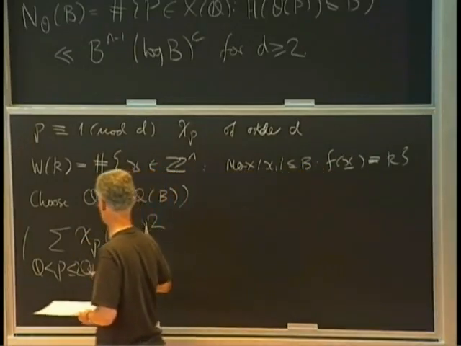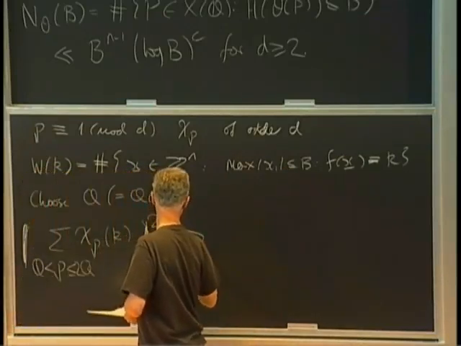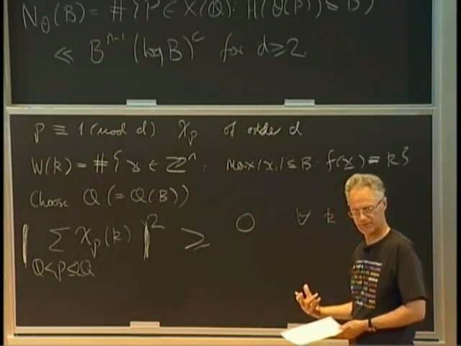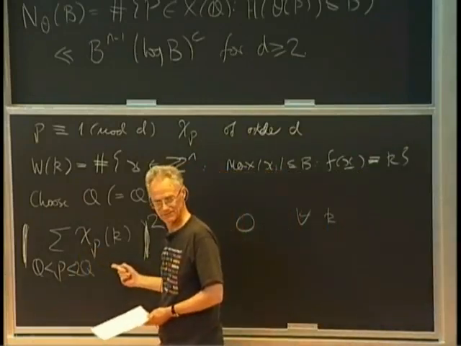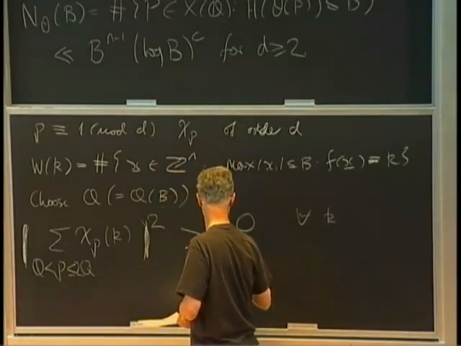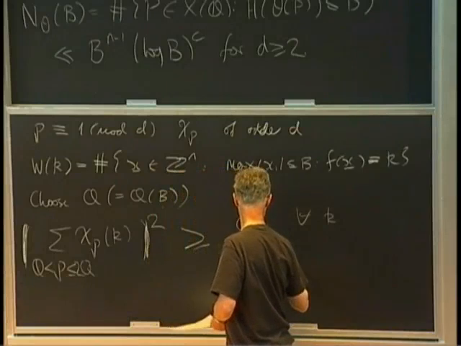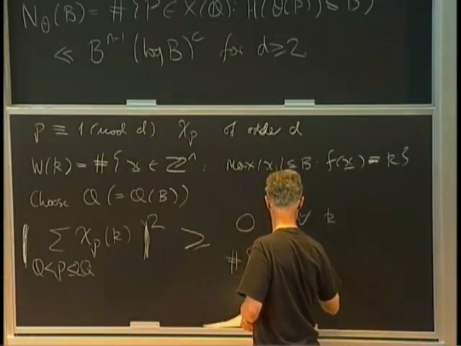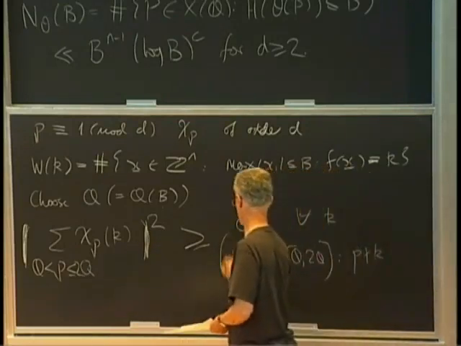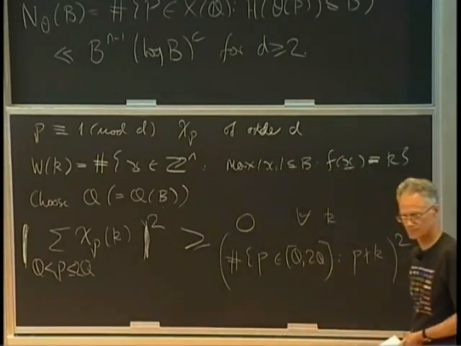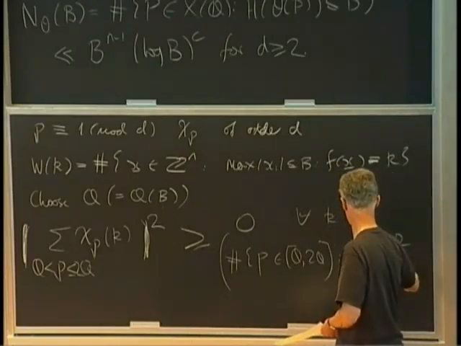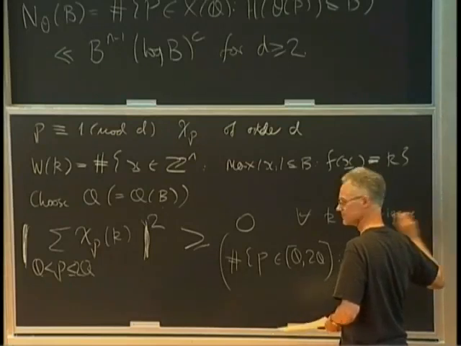I guess I'll put modulus signs on. So this is greater or equal to 0 for all k. But if k happens to be a perfect d-th power, these terms will all be 1. Well, unless p divides k. So it's at least... so this is a simple key observation, and I'm going to ignore this condition because that's just a fly in the ointment.